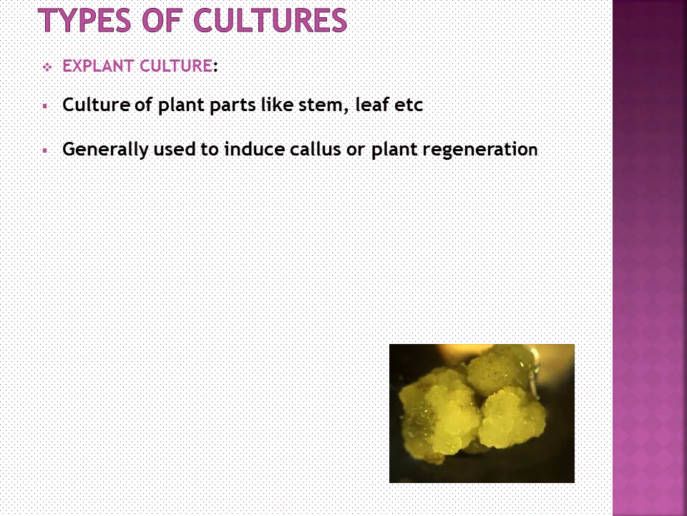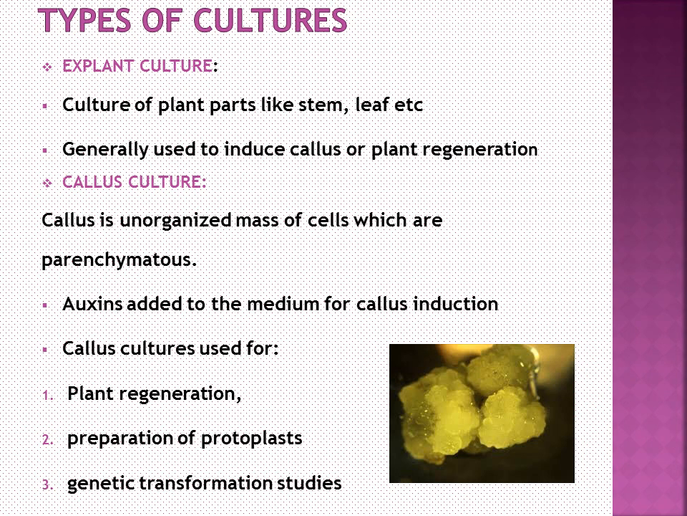Coming to explant culture. Culture of the plant parts like stem, leaf, etc. It's generally used to induce callus or plant regeneration. The picture of the callus is given here. Callus is nothing but an unorganized mass of cells which are parenchymatous. It's very translucent. Auxins are added to the medium for callus induction. Callus cultures are used for number 1, plant regeneration, number 2, preparation of protoplast, and number 3, genetic transformation studies.